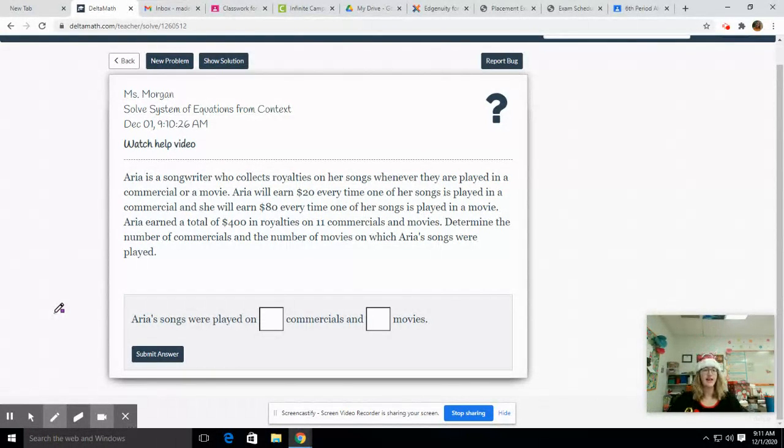Okay, so this one doesn't ask us to define our variables, but we are going to have to do that in order to solve this. So we're going to go through and highlight what's important. So we're dealing with $20 every time one of her songs is played in a commercial, $80 every time one of her songs is played in a movie. She's made $400 on 11 commercials and movies. Determine the number of commercials and movies in which her songs were played.